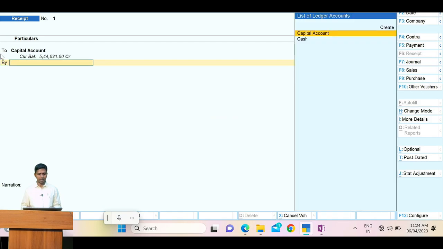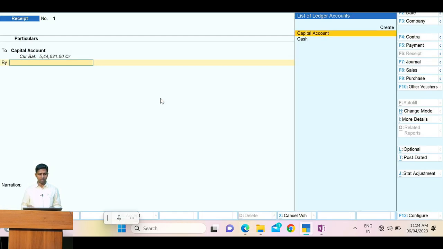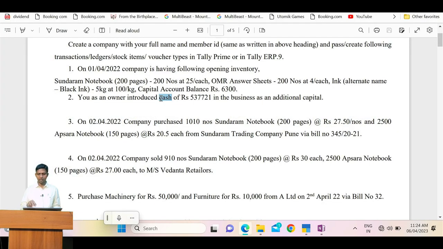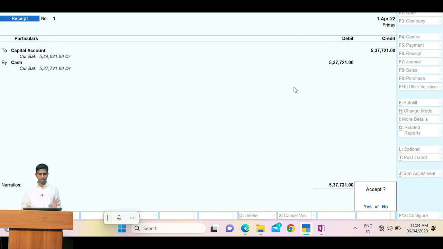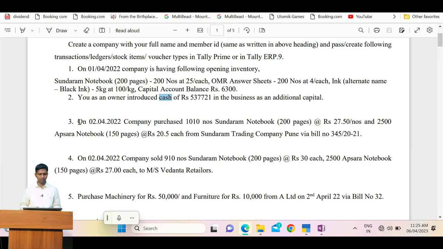And then introduce additional capital. Owner introduced in cash. Therefore, say cash. And cash is there, no need to create, you will get that cash automatically in Tally. Being capital introduced, we can write that. And on which date? See, on 1st April, the date is correct. Enter, accept the screen. Okay, enter, accepted. The second entry is over, second question.